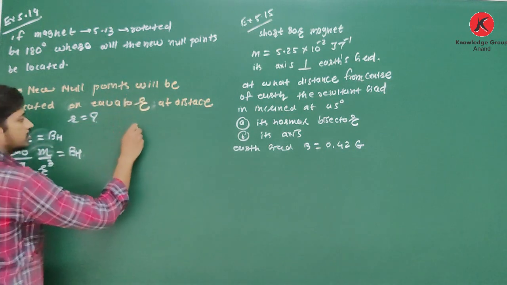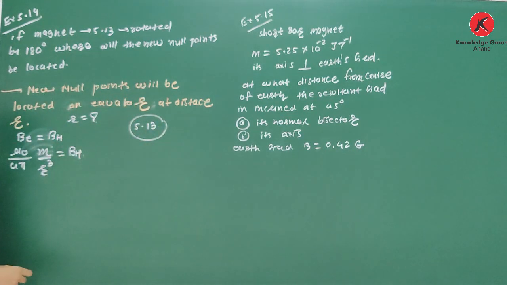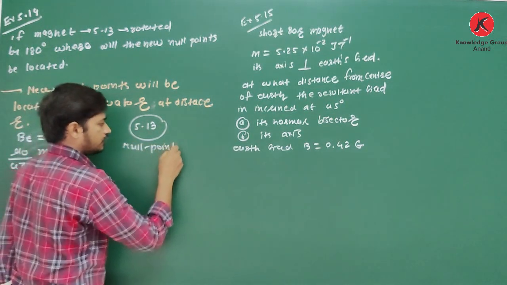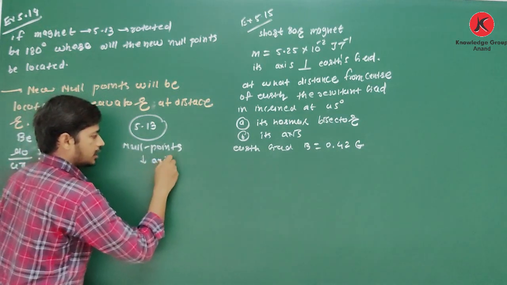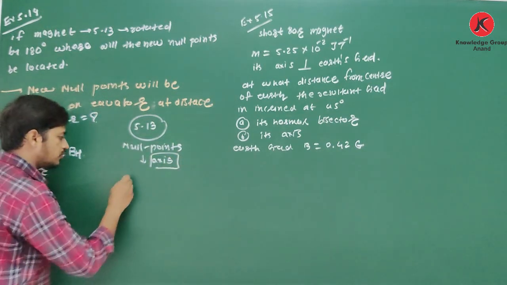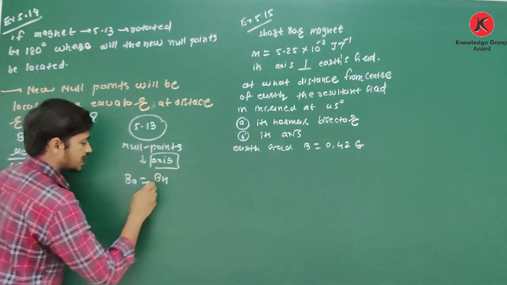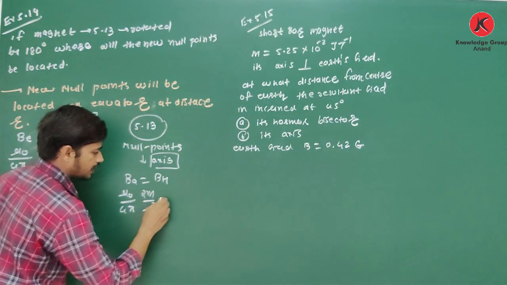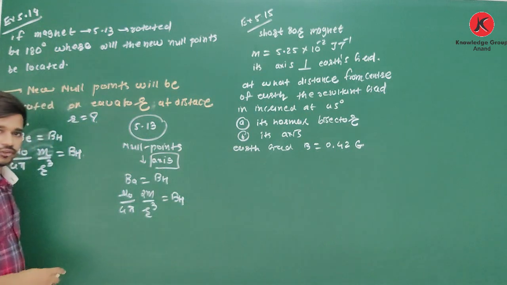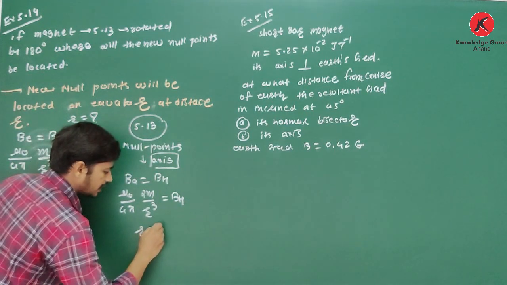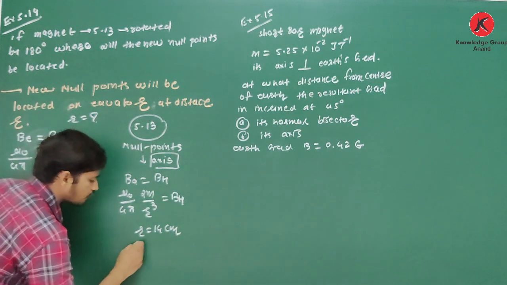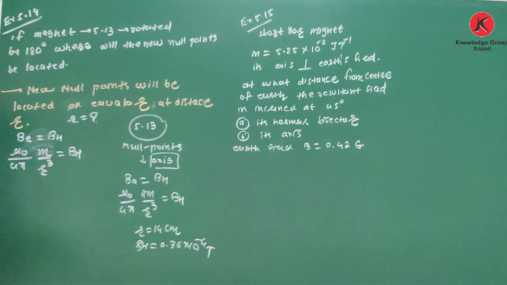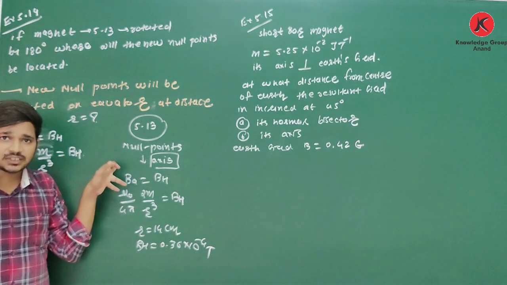In exercise 5.13, you are given that initially null points are obtained on the axis. So we know that on the axis BA is equal to BH. So here it is mu 0 upon 4 pi 2m upon r cube is equal to BH. Yes or no? In this case, what is the value of r? It is 14 centimeter. What is the value of BH? It is 0.36 Gauss, meaning 0.36 into 10 raised to minus 4 Tesla. So yes, it is from exercise 5.13.